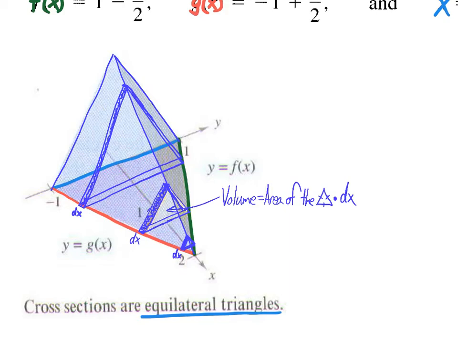Our base in this case is an equilateral triangle. So we're going to get to that part in just a sec, but I want to make this whole connection first. So this volume equals the area of the equilateral triangle times dx, which is just one of these little slivers. What I have to do in this case is add up all of those little slivers, right? So I'm going to take the sum.